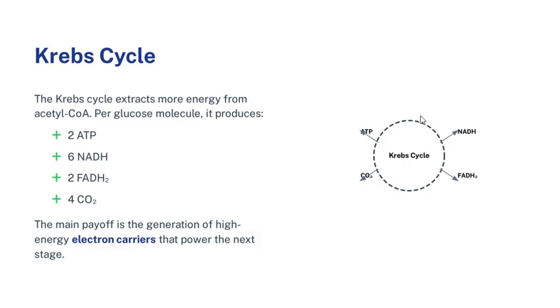And this is a very dumbed down, very general version. There's a lot more that goes on, but it goes in this order, right? So it will produce 2 ATP, 6 NADHs, 2 FADH2s, and 4 CO2s. And the main payoff is that this will generate a lot of electron carriers that will power the electron transport chain and chemiosmosis. That will make sense when we get there, but these are essential to making ATP.